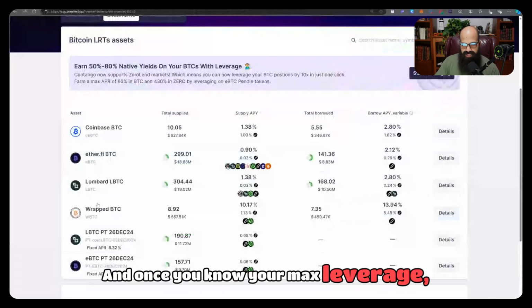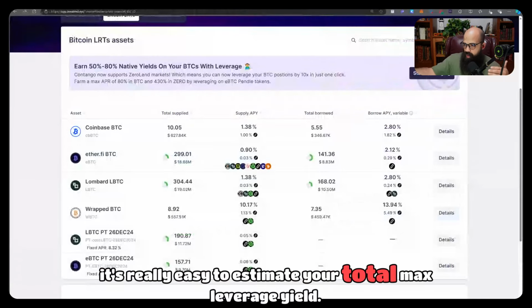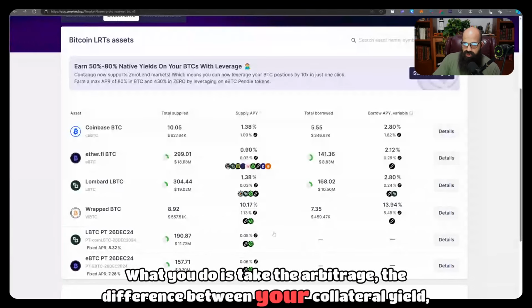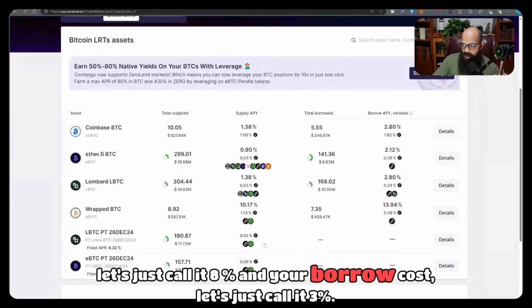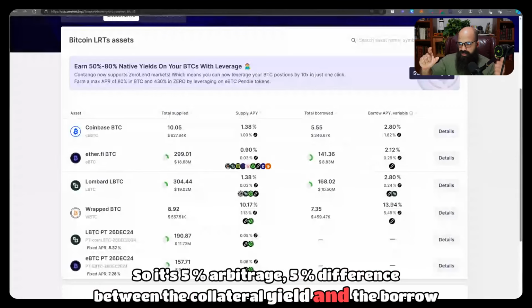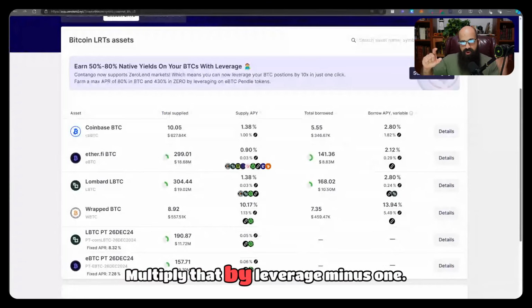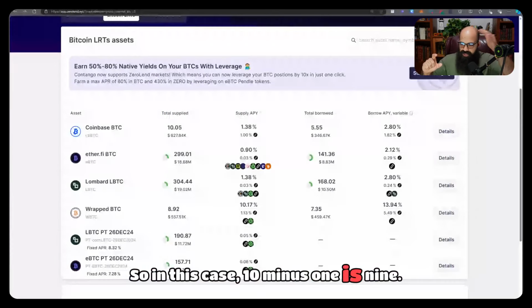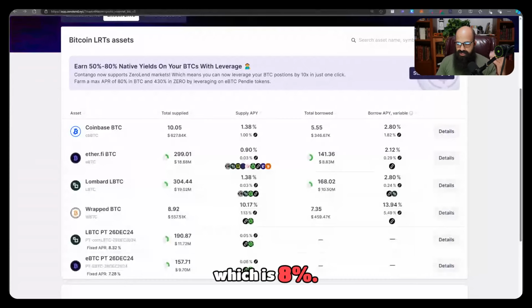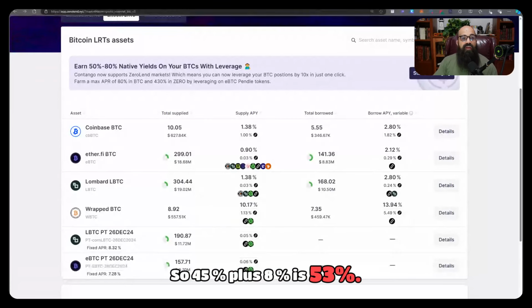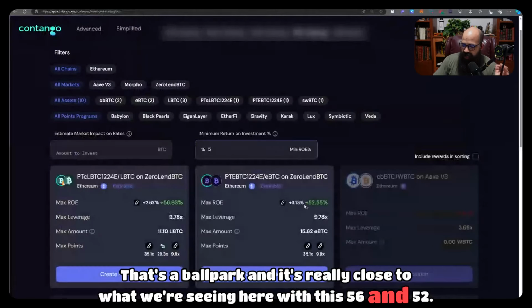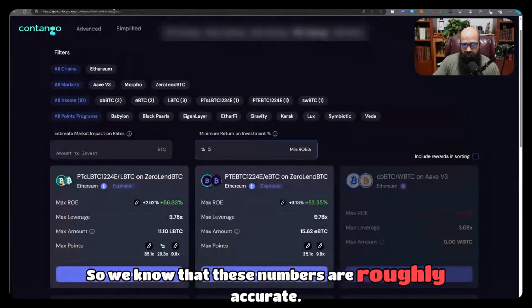And once you know your max leverage, it's really easy to estimate your total max leverage yield. What you do is take the arbitrage, the difference between your collateral yield, let's just call it 8%, and your borrow cost, let's just call it 3%. So it's 5% arbitrage, 5% difference between the collateral yield and the borrow cost. Multiply that by leverage minus 1. So in this case, 10 minus 1 is 9. So 5 times 9 is 45%. And then add that to your collateral yield, which is 8%. So 45% plus 8% is 53%. That's a ballpark, and it's really close to what we're seeing here with this 56 and 52. So we know that these numbers are roughly accurate.